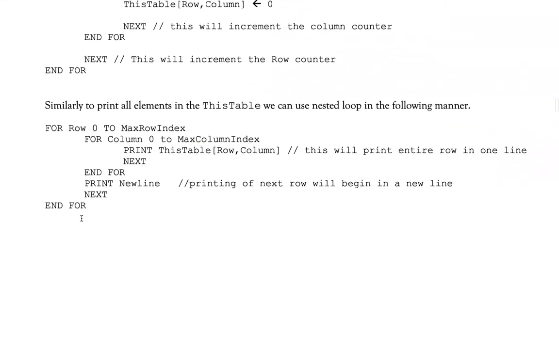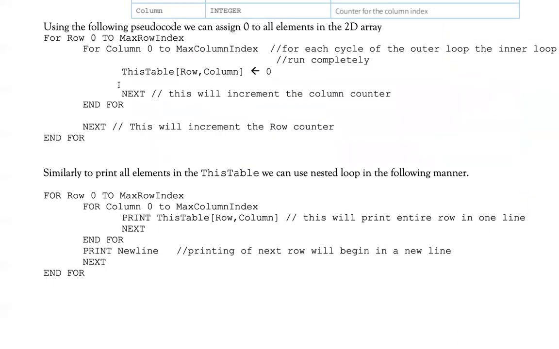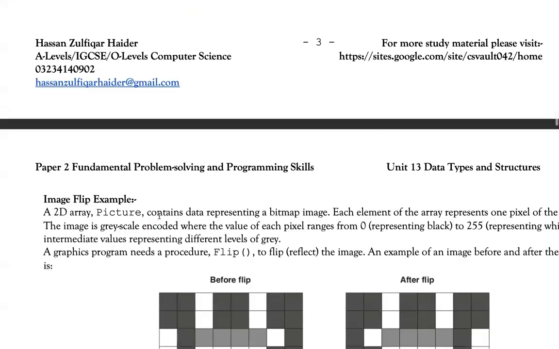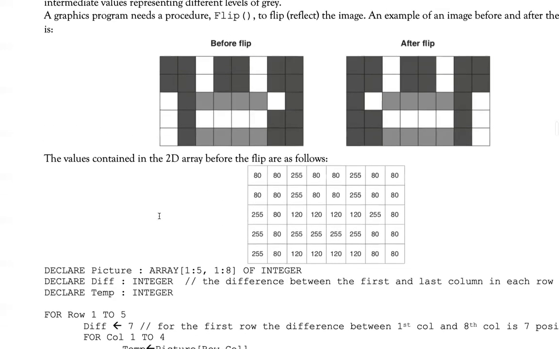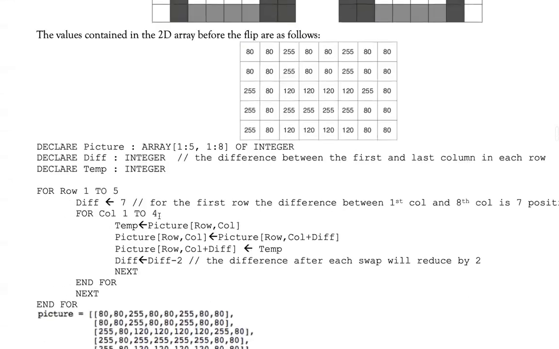Okay, similarly, if you want to print elements, the same technique applies here. The difference is that instead of taking an input and assigning some value, I'm not taking input, but I'm assigning zeros to this. If I want to simply print it, I will access the individual elements in the same technique, and this time I'm just simply printing it. Okay, this is an example of two-dimensional arrays from the past paper. We can look at that later.